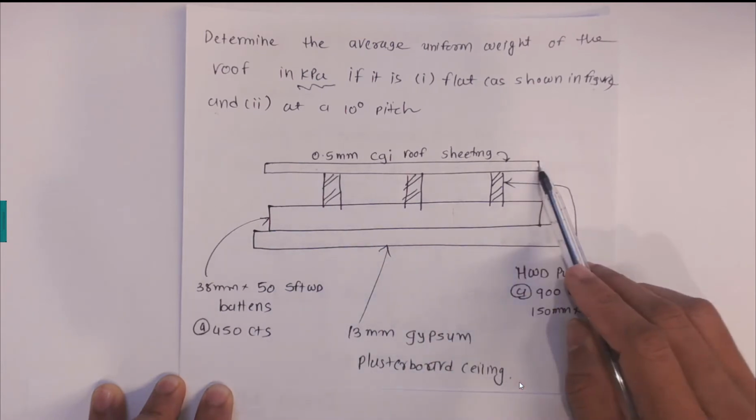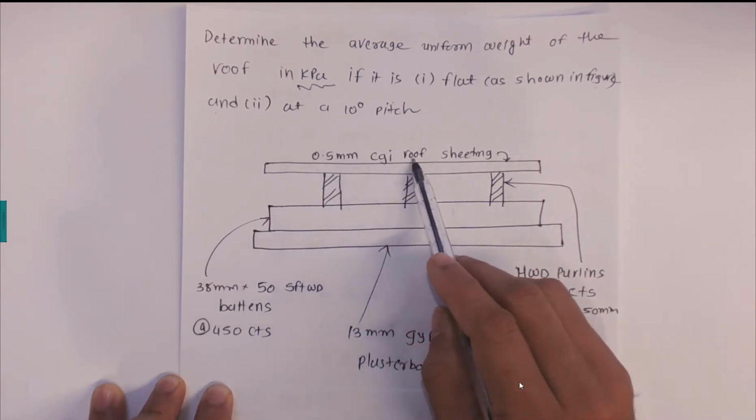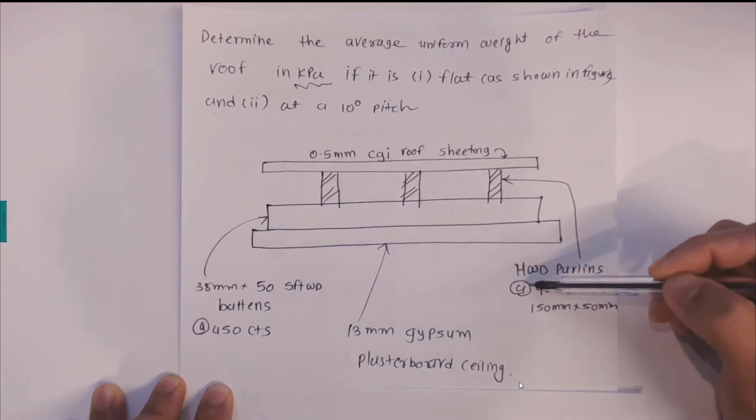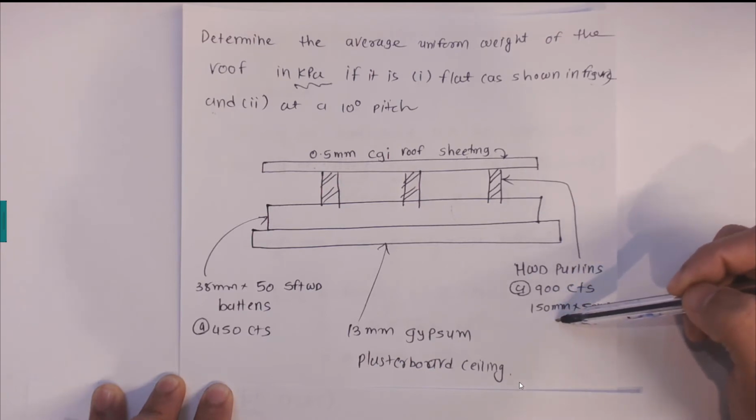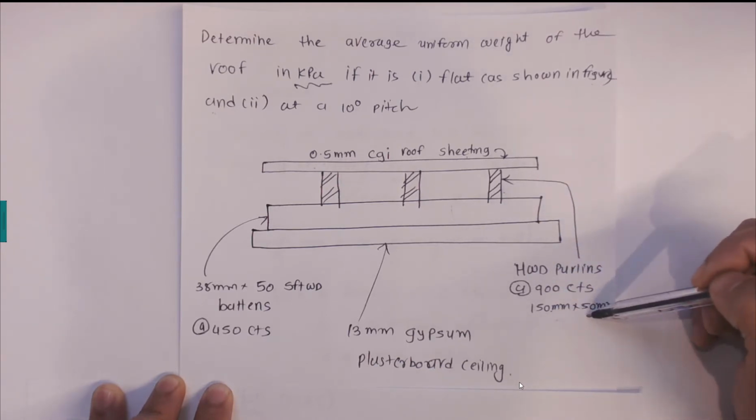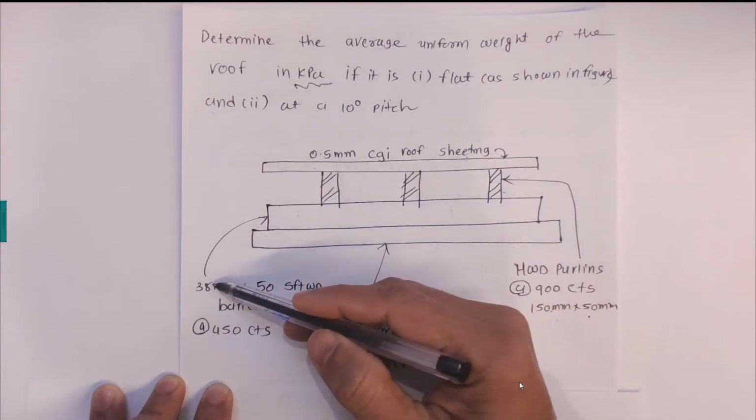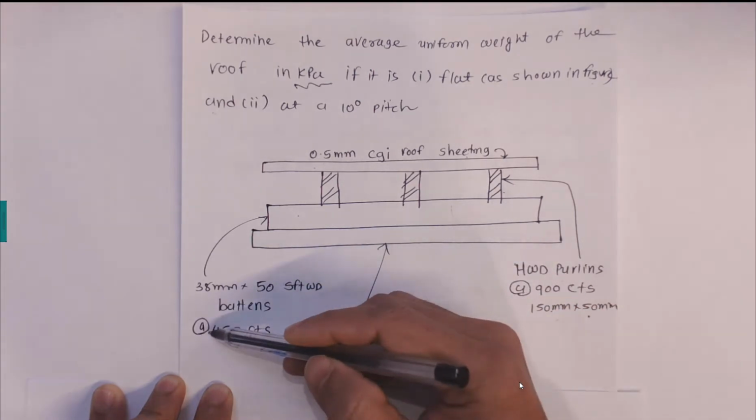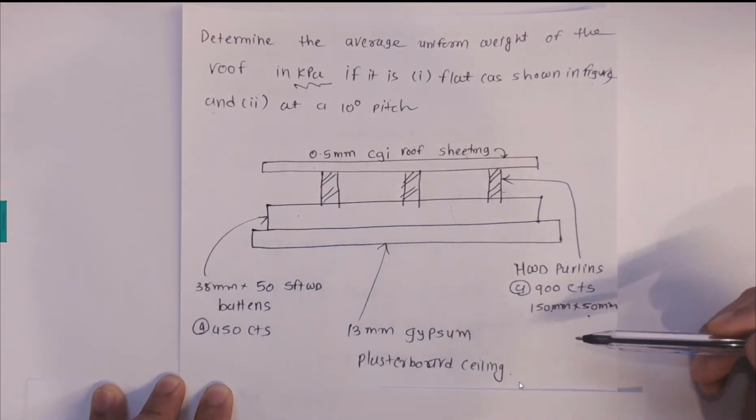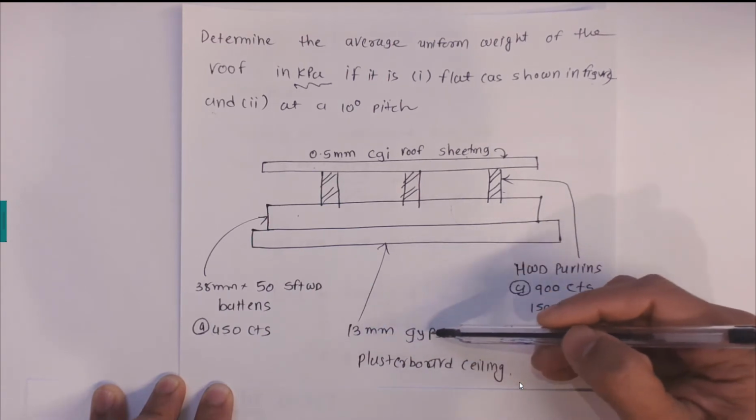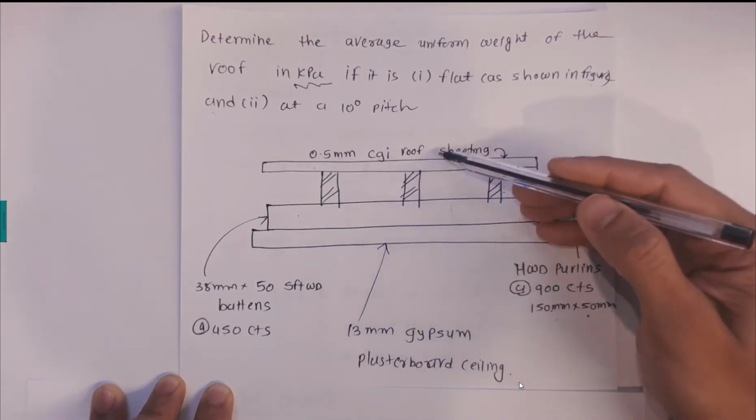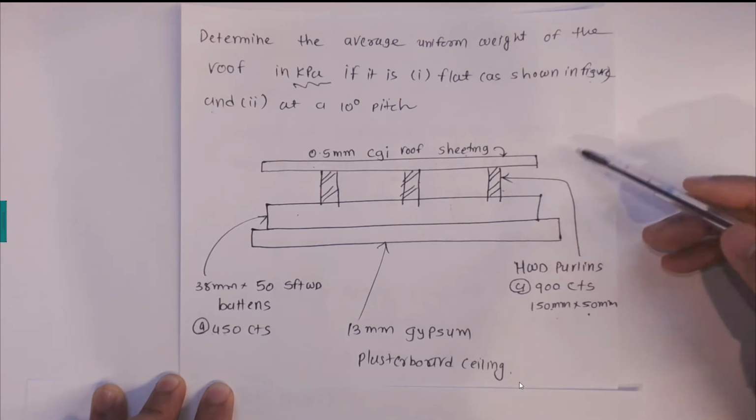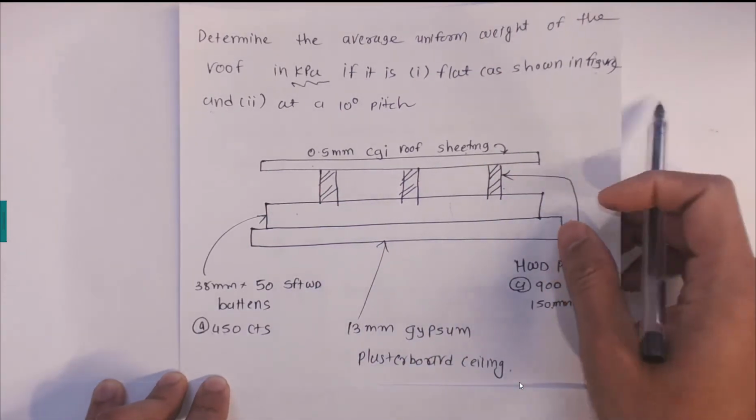The first layer of the roof is 0.5 millimeter CGI roof sheeting. Then the second layer is hardwood purlin, center to center distance 900 millimeters, and the cross section of this purlin is 150 millimeters by 50 millimeters. The third layer is 38 millimeter by 50 millimeter softwood battens, with a center distance of 450 millimeters. The last layer is 30 millimeter gypsum plasterboard ceiling. So the whole roof has four layers, and we will work out each layer one by one. Let's start with the first one, which is the CGI roof sheeting.